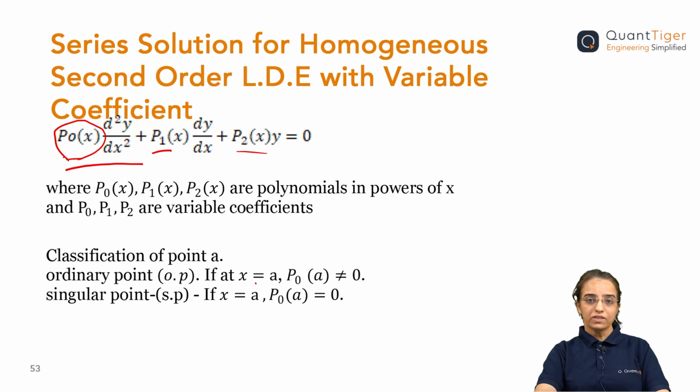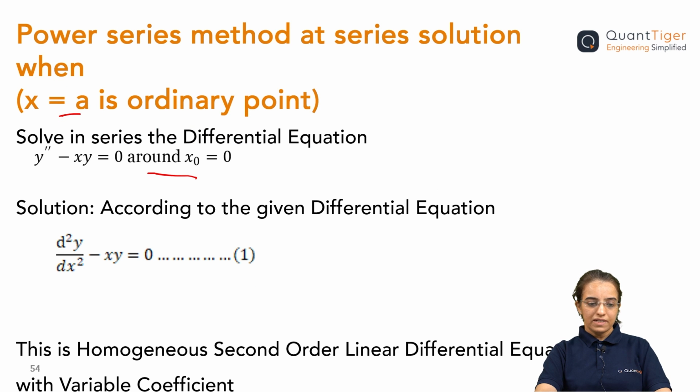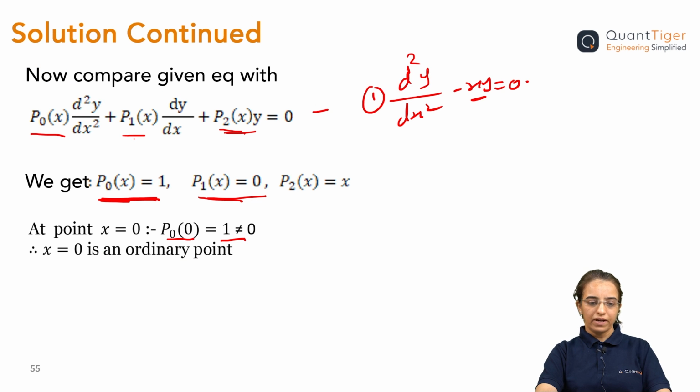So, I just want to brief a little bit. First of all we took the homogeneous second order differential equation in the form of p 0 x, p 1 x, p 2 x. Then we compared with the given equation, and we found those values of p 0, p 1, p 2. Then we checked what kind of point that was around which we have to find the series solution. Was it an ordinary point or a singular point? Since it was an ordinary point, we went with the power series method.